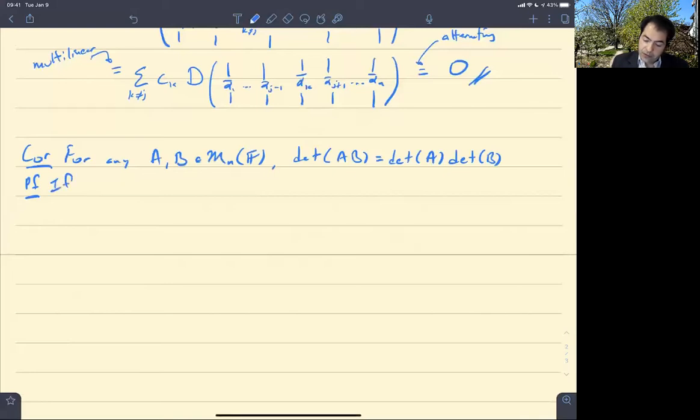Okay, so if A or B is singular, then so is their product, and so both sides are 0. Then both sides vanish.